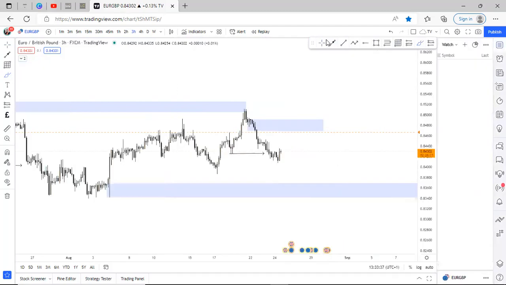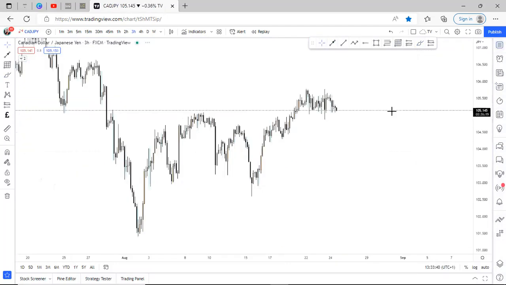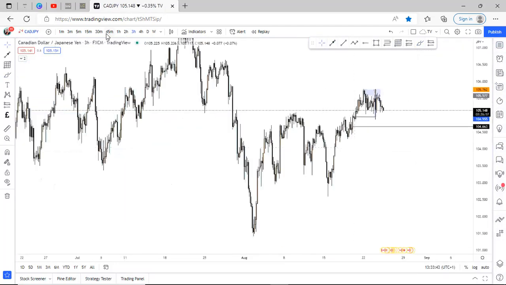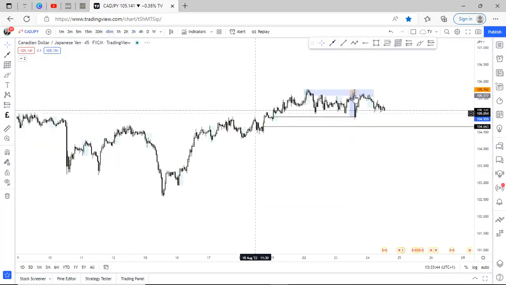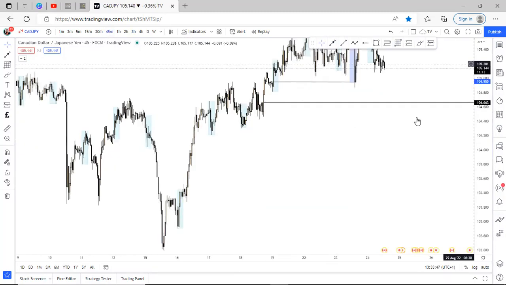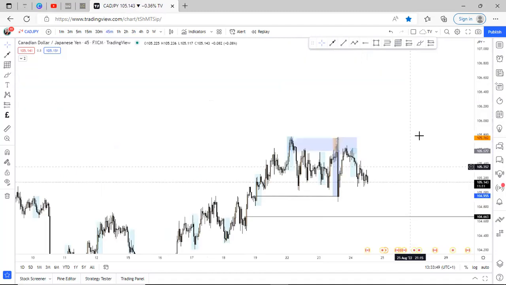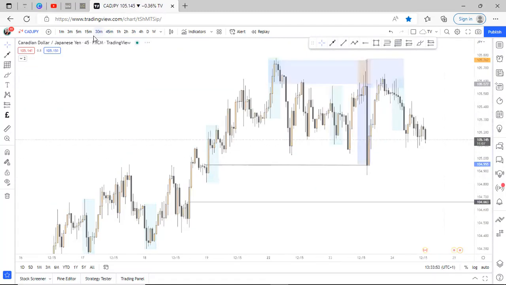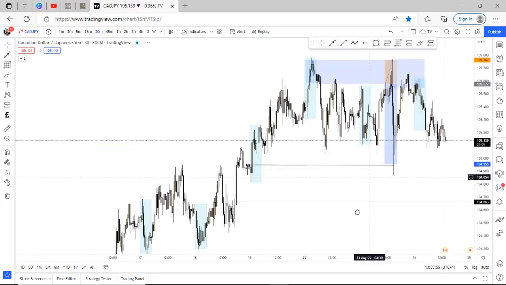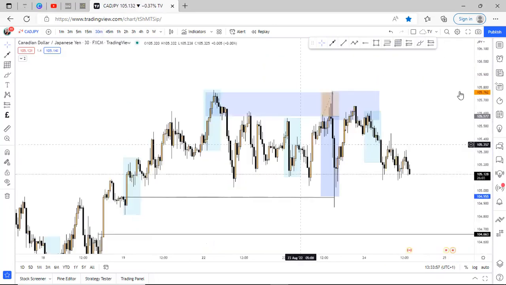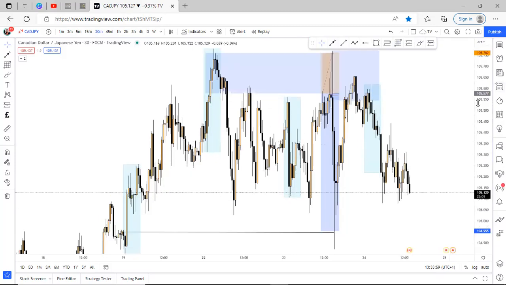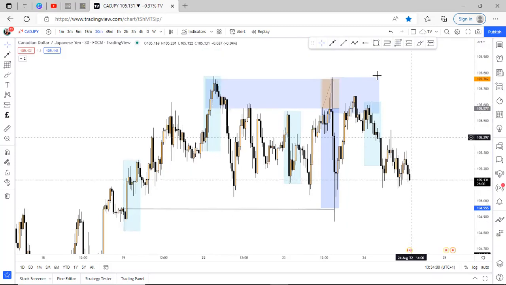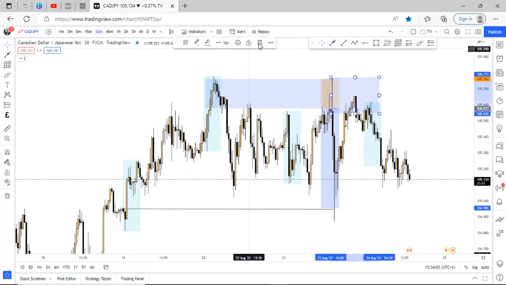So let's move on to the next pair that we have, CADJPY. Last week my loss was on CADJPY, and this week again I had yet another loss, and it was really a painful one because at the end of the day my bias and my analysis were actually correct, but I think I had a tight stop loss, and that was what affected me.